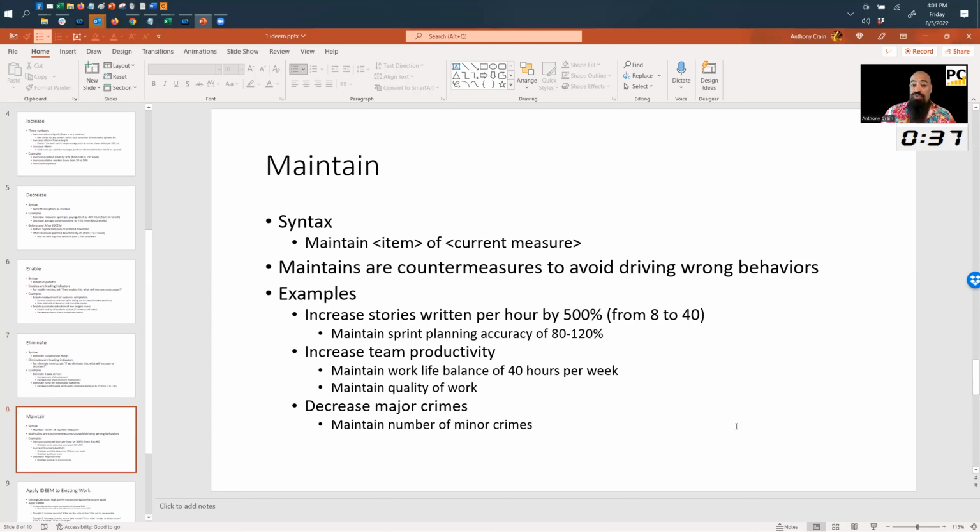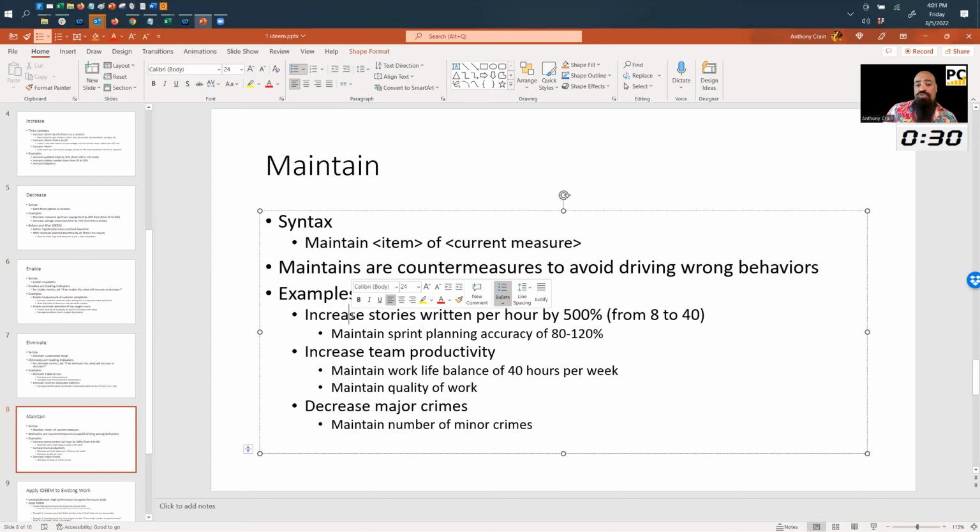Next up is maintain. So for the maintain, here we say we're going to increase stories written per hour by 500%. We're going to be able to write 40 stories when it used to take us 8 with this new idea. Okay, but well, you better maintain your sprint accuracy. Right now, you're at 80 to 120%. We don't want to see that go down because you're writing stories faster, and now the stories are not good, right? So that would be a maintain.